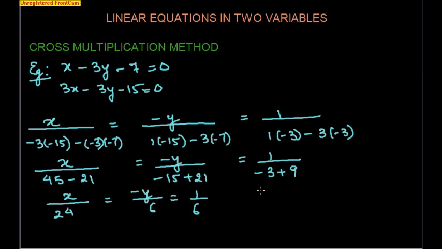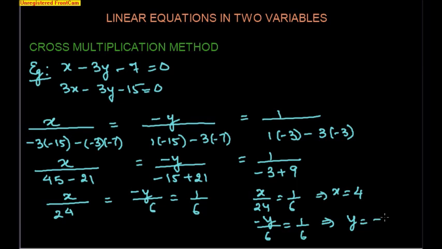Now I'll equate the x part with the constant, and I get x equal to 4. Now equate the y part with the constant, and we get y equal to minus 1. So that's the cross multiplication method. We will now be dealing with the elimination method.